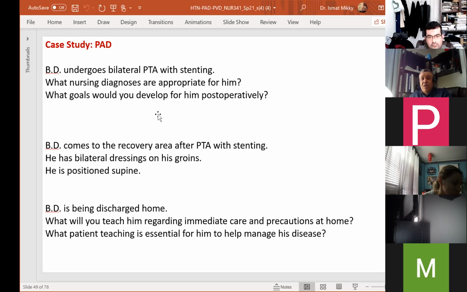So we said acute pain. What about the perfusion? Risk for ineffective tissue perfusion, and you put in parentheses, specify peripheral. Yes, peripheral. What about activity intolerance? Skin integrity, because poor perfusion could result in skin problems, ulcers and wounds, so impaired skin integrity. And if the patient stops taking the meds or is not compliant with the regimen, that's ineffective therapeutic regimen management.